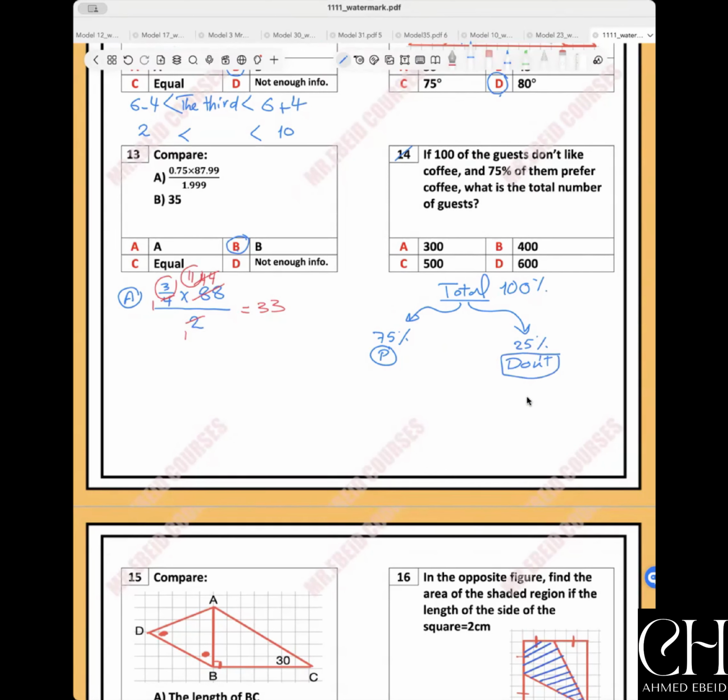So 100 don't like coffee, which represent 25%. So 75% will be 300, because 25 times 3 is 75, and 100 times 3 is 300. So the total number of guests is 300 plus 100, which equals 400. So the answer is B.